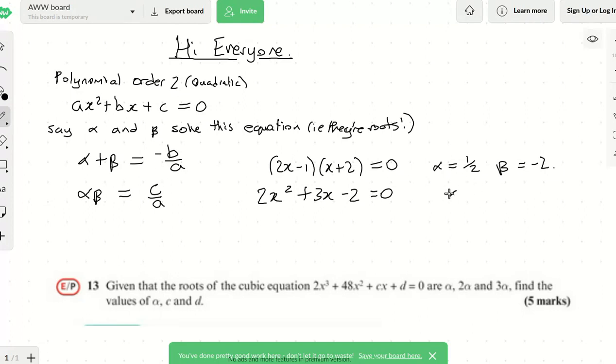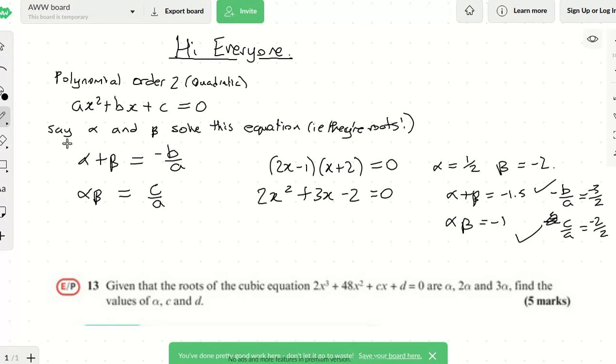Let's just show you that those results hold. Alpha plus beta is clearly minus 1.5. Well, guess what? Minus b over a here would be minus 3 over 2. See, it works. Alpha beta is going to be minus 1, and alpha beta is c over a, which is minus 2 over 2. So it indeed equals minus 1. So big ticks on both accounts there. So just proving to you there that these tricks definitely work.